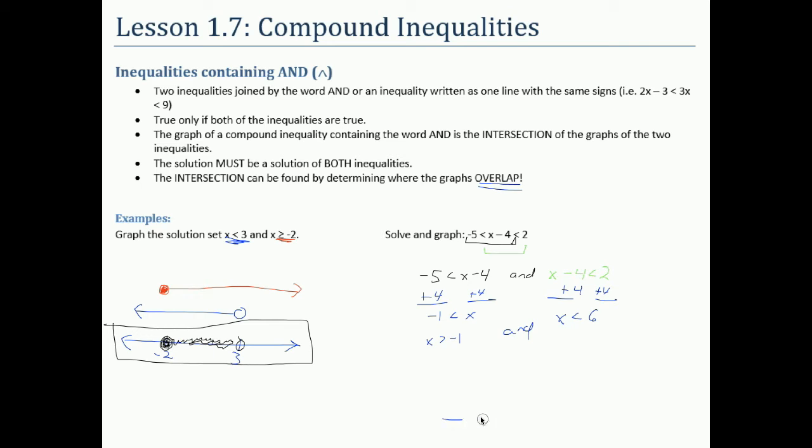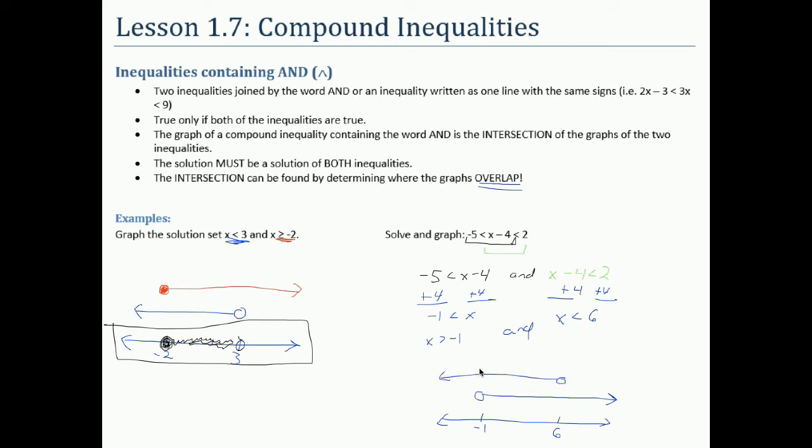We're going to draw our main number line. I am going to put these two numbers on here. We have -1. It's definitely to the left of 6, so we'll put them here. X is greater than -1. X is less than 6.